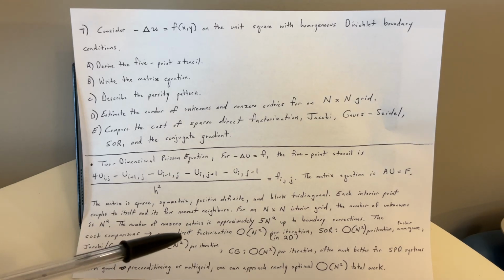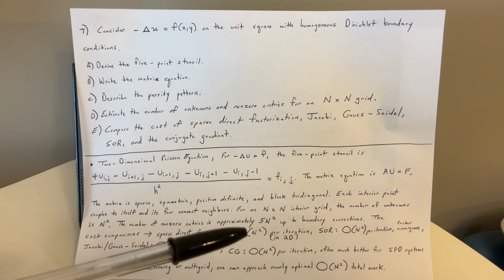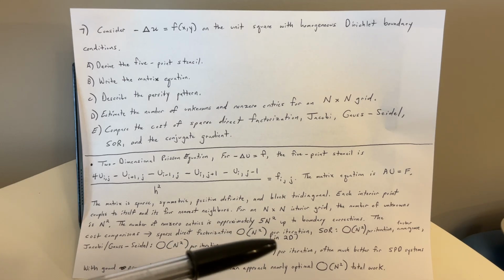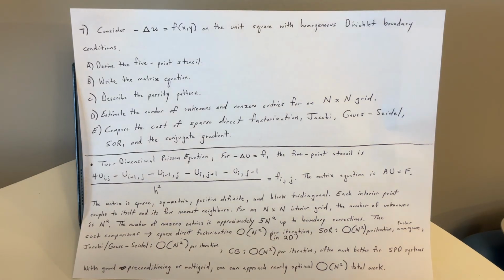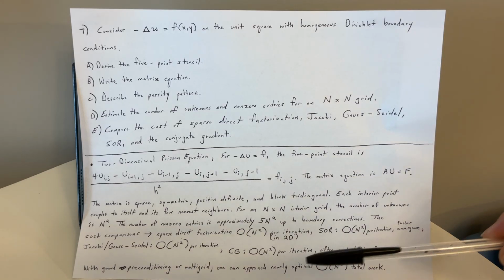The cost comparison: sparse direct factorization, order n squared per iteration in 2D. For SOR, order n squared per iteration, faster convergence. For Jacobi and Gauss-Seidel, order n squared per iteration, and for CG, order n squared per iteration, often much better for SPD systems. So we could say with good preconditioning or multigrid, one can approach nearly optimal order n squared total work.